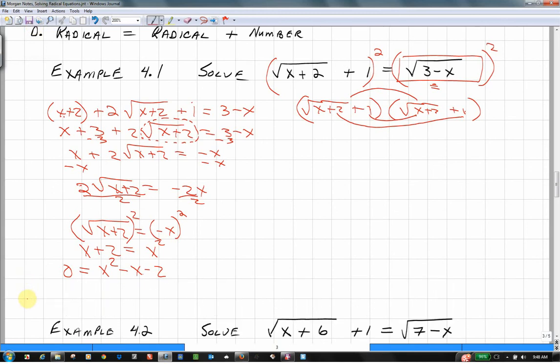So I can factor that. So I've got x is equal to 2, x is equal to a negative 1. All right, let's see what happens. Let's check those out.